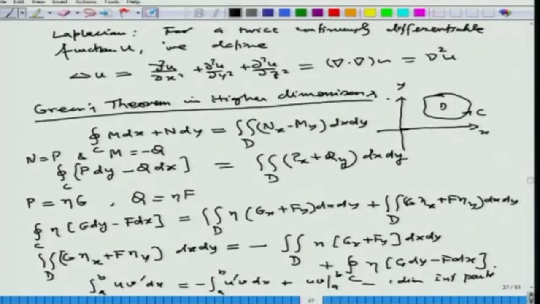Here we can see that the x derivatives are on eta, the y derivatives are on eta, and g and f do not have any derivatives here. So, if we shift these derivatives onto g, we get a minus sign, and eta becomes free of derivatives, and this x derivative gets shifted onto g. Similarly, the y derivative gets shifted onto f, and eta becomes free of any derivative. We gain a minus sign here. So, this is the generalization of the integration by parts formula of one dimension. This is the two dimensional integration by parts formula.